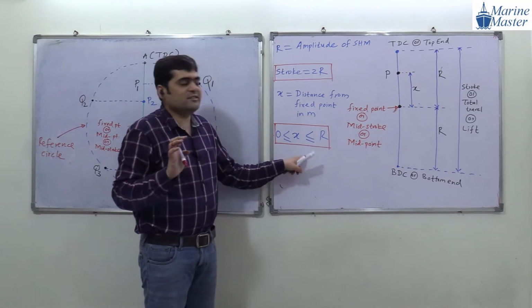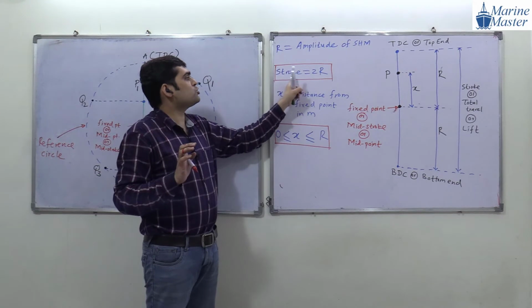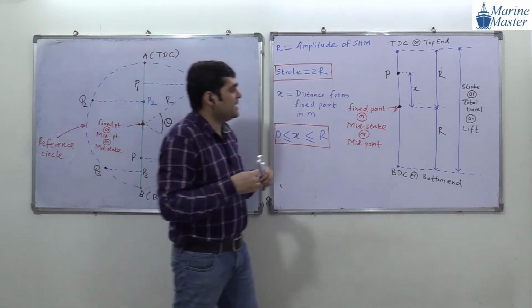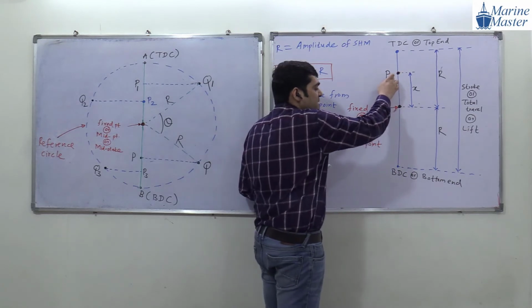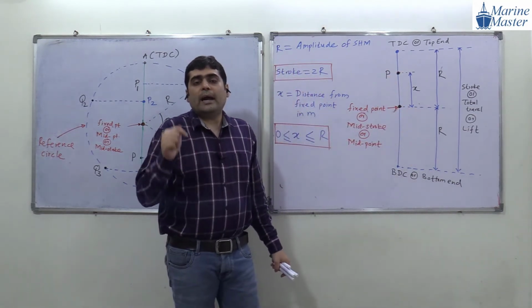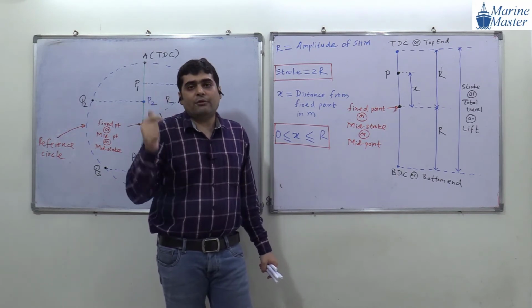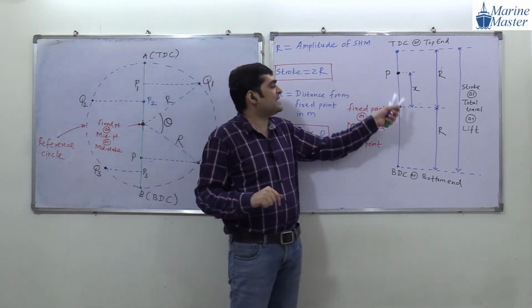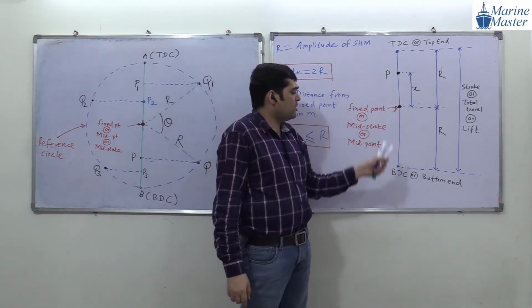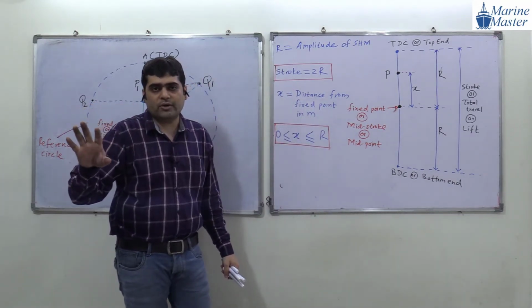Anyone have any doubt in this discussion? You got the meaning of r, you got that stroke is equal to 2r. So the value of x can be anywhere. If you consider point P on this side, we can consider point P on this side also. X means the distance from a fixed point. When point P is at the fixed point, x is 0. When point P is at TDC or BDC, the value of x becomes r.